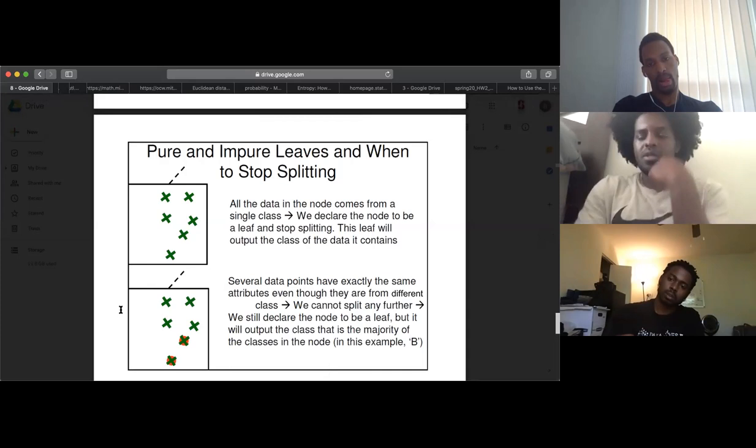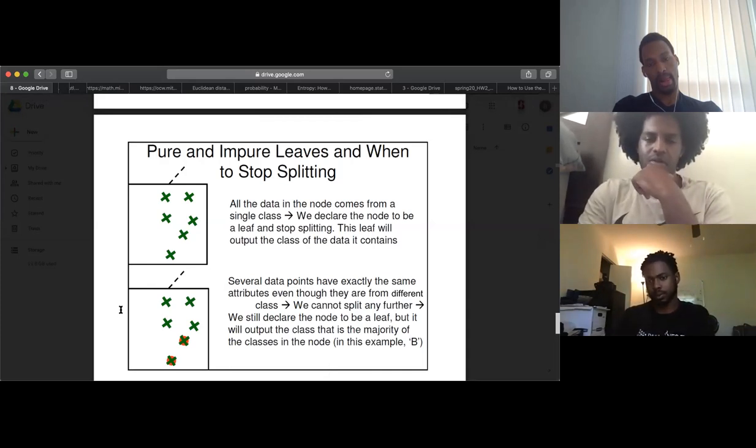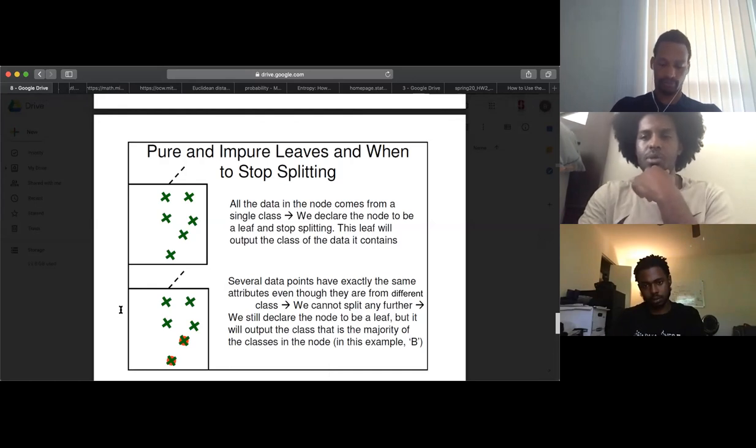Because they're from both classes, you can't really split the data cleanly. So you would just label it as a leaf and go by majority rule. You would count how many are from class B, and then how many are from class A, and whichever had the majority, you output that label.